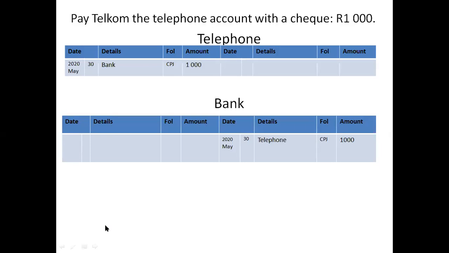Another example. Let's first read the transaction. Pay Telkom the telephone account with a check, 1,000 rand. What did I say? First of all, what are the two things you need to take from the transaction? Right, first the amount, 1,000 rand. And secondly, what is this transaction all about? It's about the telephone bill that you're going to pay. So, right, the transaction is about telephone, so that is going to be your account.